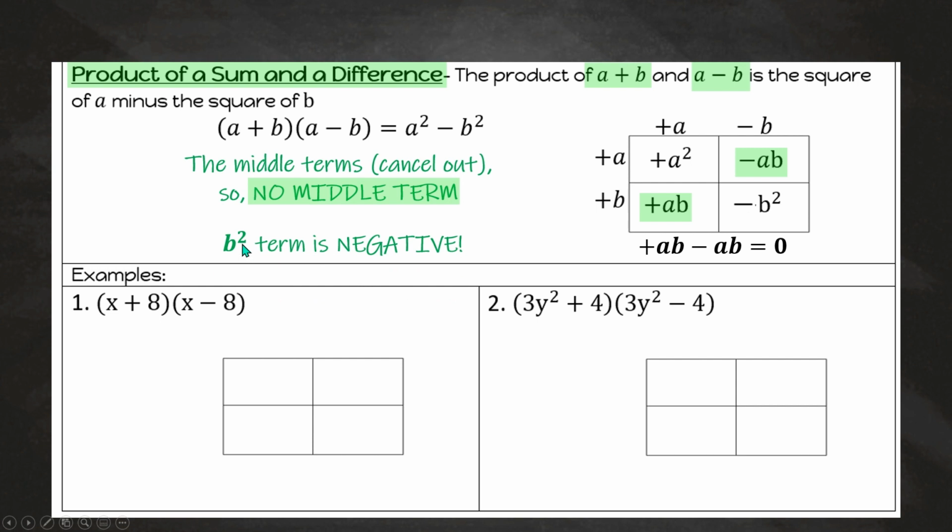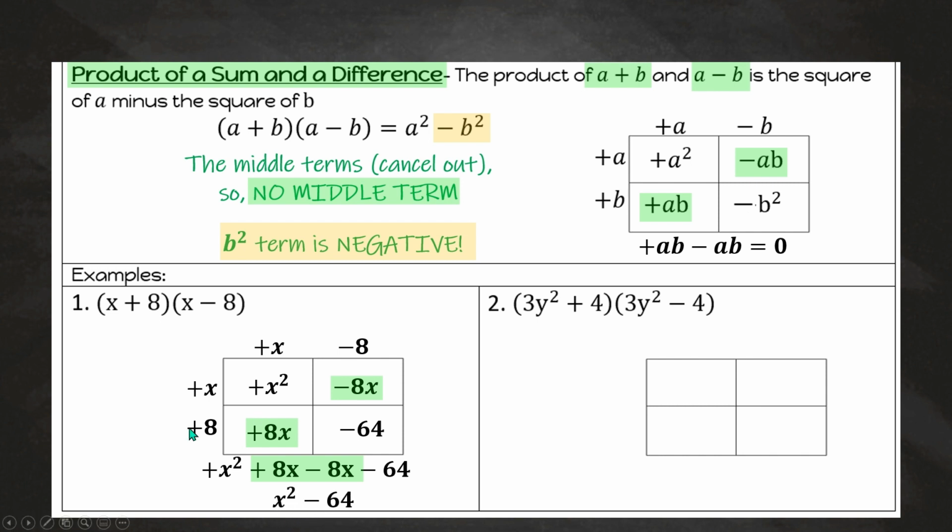Now you'll notice our b squared term is negative, and the reason why is because I had a positive b, multiplied it by a negative b, which gave me a negative b squared. So let's do some examples. We have x plus 8 multiplied by x minus 8. So I'm going to set it up outside my area model. I get x squared plus 8x minus 8x minus 64. Notice that the positive 8x and the negative 8x are going to become 0. So my final answer is x squared minus 64. Again, this last term is now negative because I had a positive times a negative.